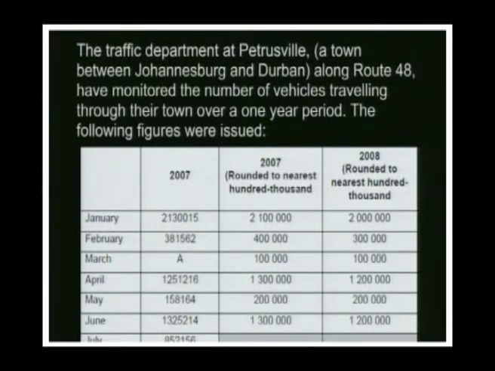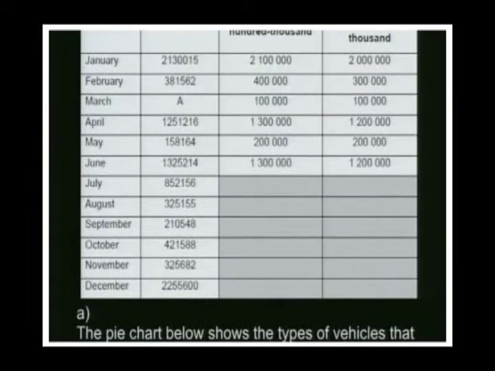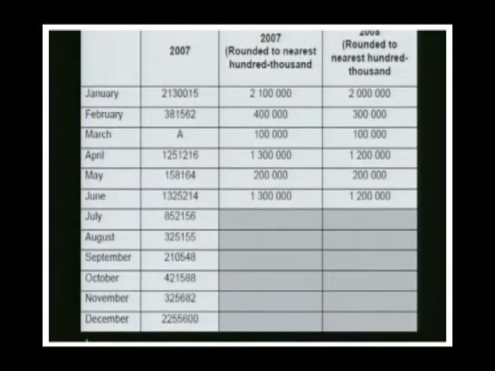The traffic department at Pietersville, which is a town between Johannesburg and Durban along Route 48, has monitored the number of vehicles travelling through their town over a 1-year period. The following figures were issued. So the year in question obviously is 2007, and they've monitored the amount of vehicles that pass through each month. So month by month, they have told us the amount of vehicles that pass through Pietersville.